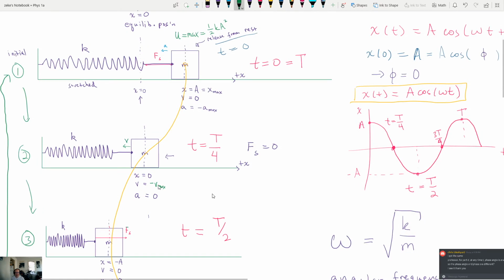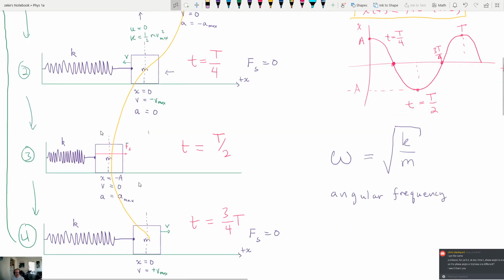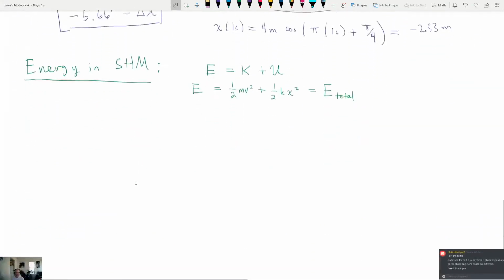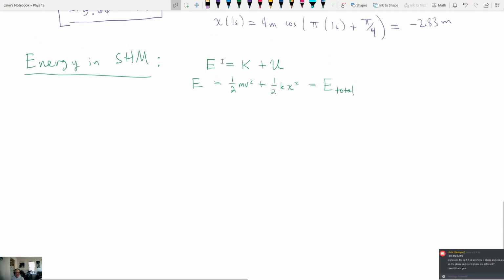When the object crosses through the middle, it's going to have a potential energy that's equal to 0, but its kinetic energy is going to be 1/2 m v max squared. And then when it gets to here, the kinetic energy is going to be 0, but the potential energy is going to be at maximum. And back to here, K is max, and the potential energy is 0. So there's this exchange of energy that's happening throughout the process. But at any moment in time, if you know the velocity and you know the position, you can describe the total energy, right?